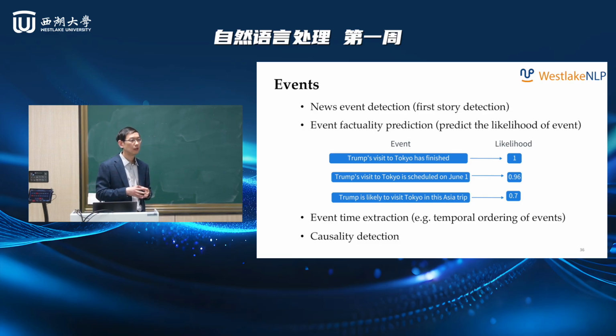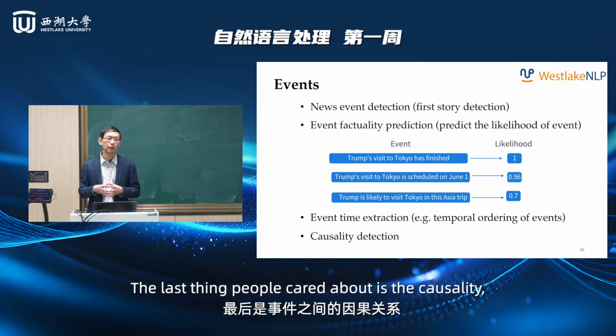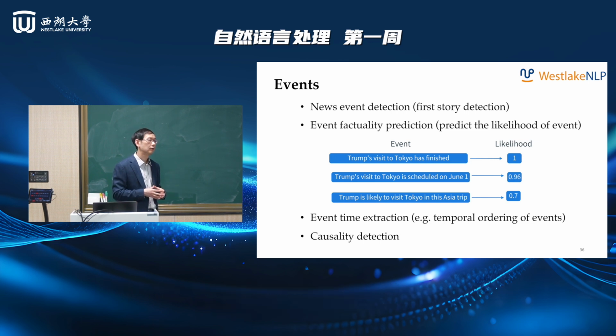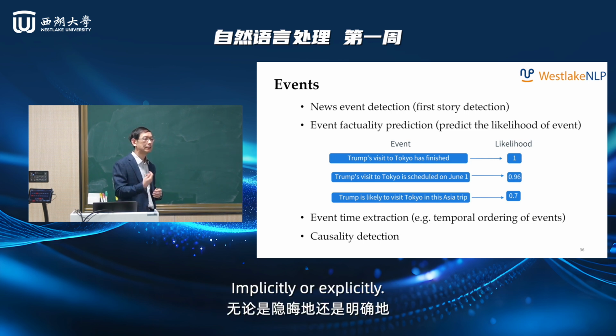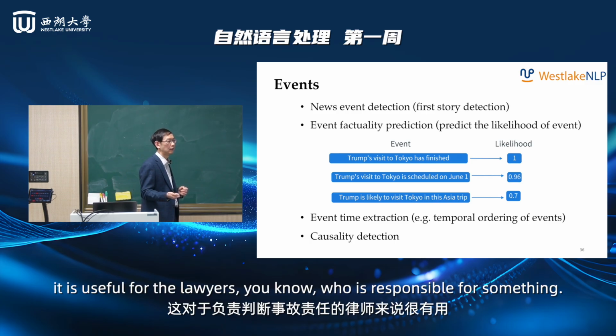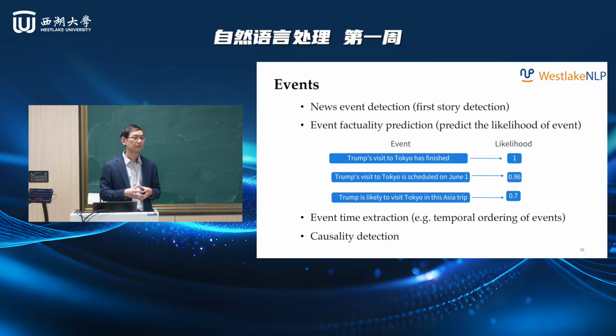The last thing people cared about is causality. Sometimes they mention, implicitly or explicitly, that one event caused another event. For example, if drunk driving caused a crash, then it is useful for the lawyers to know who is responsible for something.